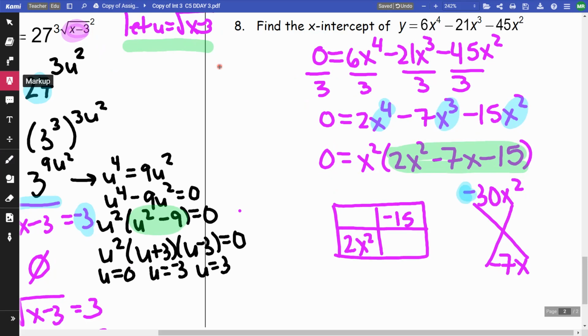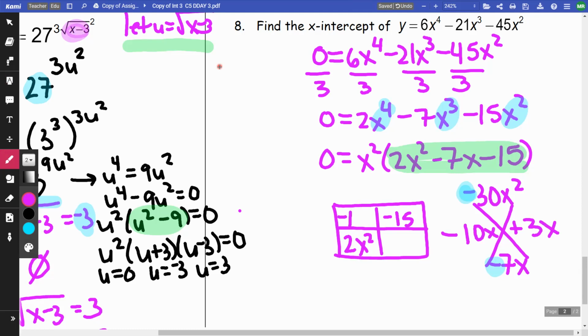So this negative here means that these are going to be different signs. One's going to be positive, one's going to be negative. This being a negative sum means that my bigger one's going to be negative, my smaller one's going to be positive. So I really want them to multiply to 30, but subtract to 7. So that's going to be a 10 and a 3: a -10x and a positive 3x.